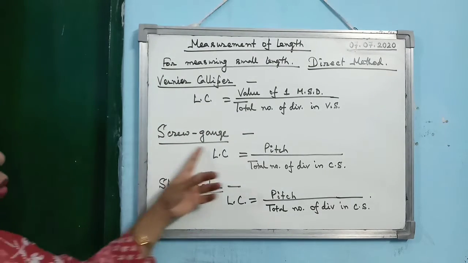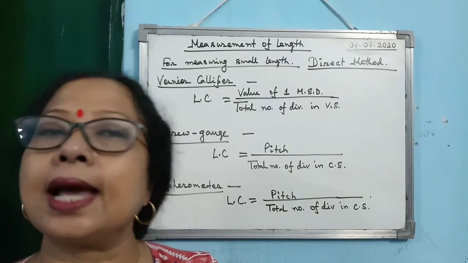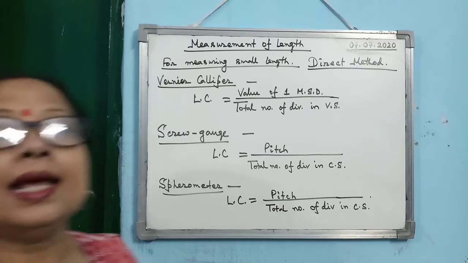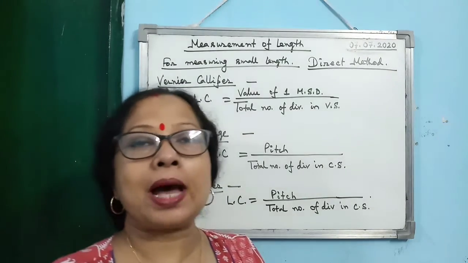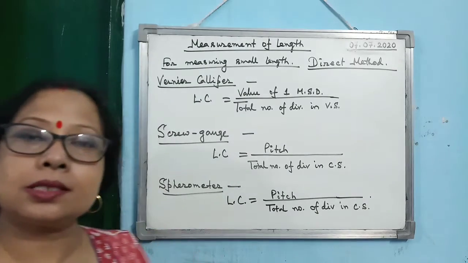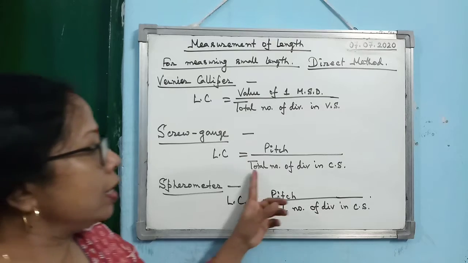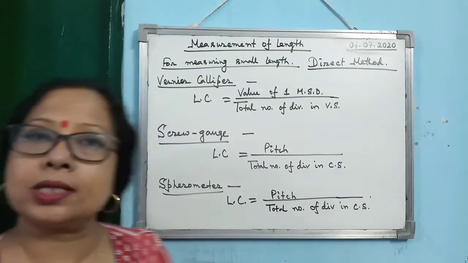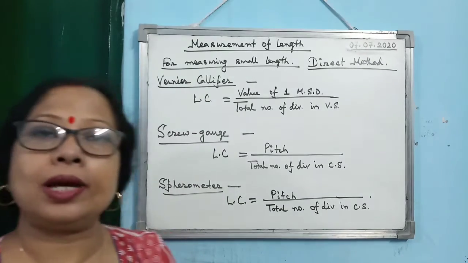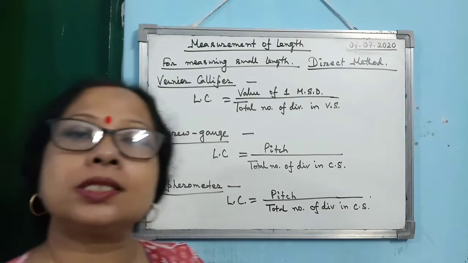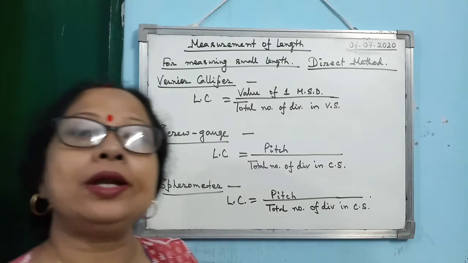The next one is the screw gauge. In a screw gauge also there are two scales: one is the linear scale, another is the circular scale. The least count is the smallest measurable length using a screw gauge. And what is the formula for least count? Pitch divided by the total number of divisions in the circular scale. And what is pitch? Pitch is the linear distance travelled by the edge of the circular scale due to one complete rotation.